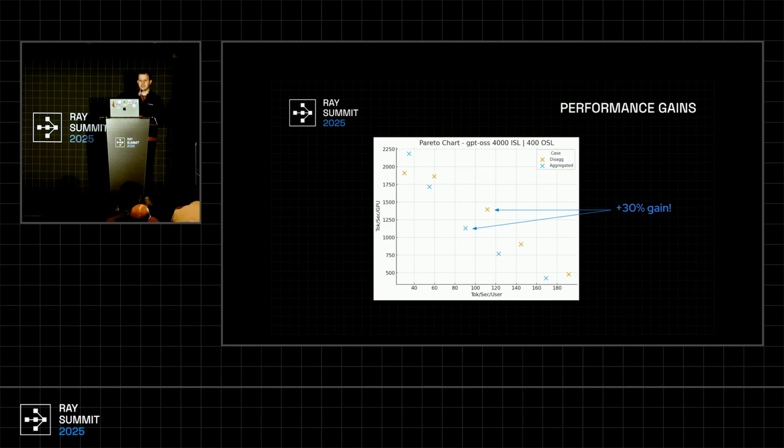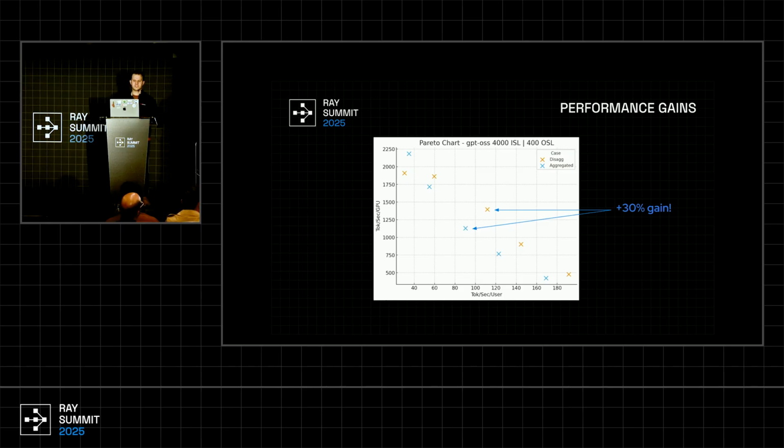And so in addition to all of the items that I talked about for WideEP, we also find that PD disaggregation can be very useful for serving even smaller models in a single node environment. So here's an example of a chart. This is GPT-OSS, I think running on 16 H200s, so 2 nodes. And I have a Pareto chart here. The x-axis shows tokens per second per user, so this is the latency. The y-axis shows tokens per second per GPU, which is the throughput.